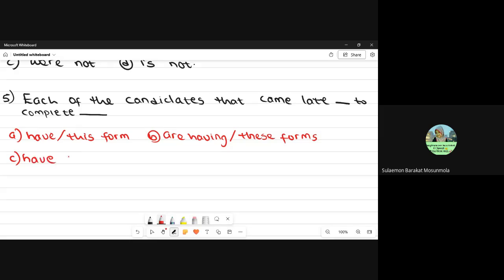Okay, let's read the question again. Each of the candidates that came late dash to complete dash. A, have slash this form. B, are having slash this form. C, have slash these forms. D, has slash this form. Which of these options is the correct one? Remember the rule of each of.